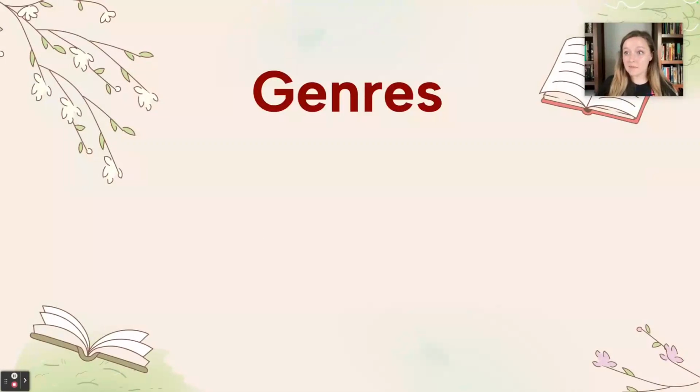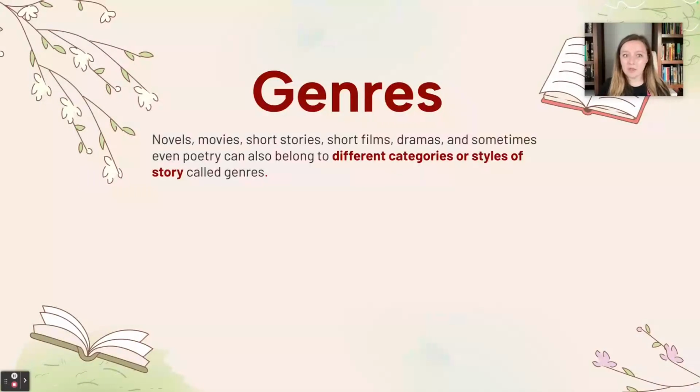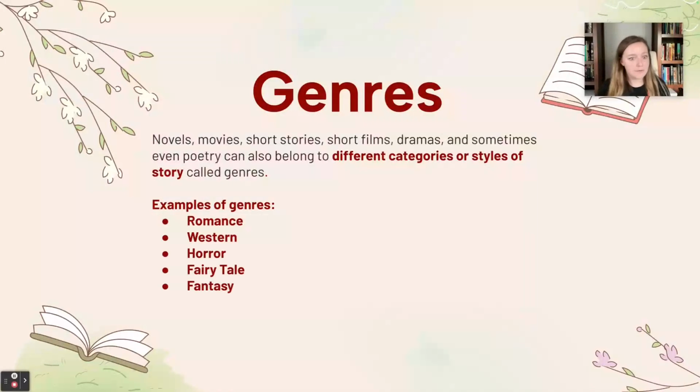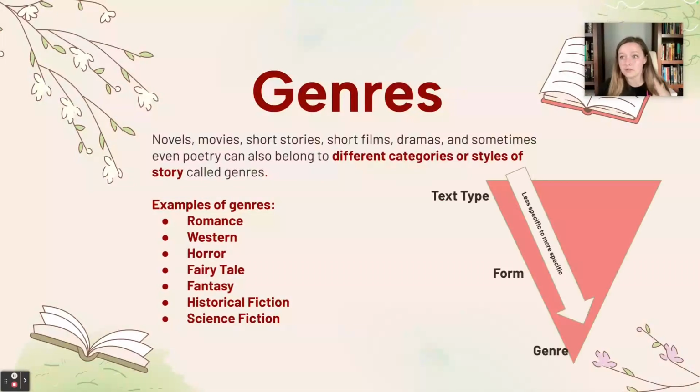So different text types all have their own forms, but then those forms can also have genres. Hopefully this is familiar to you, but if it's not, stay with me. So you might read a novel, which is a literary text, but it could be a romance novel, or a Western, or a horror novel, or a fairy tale novel, or a fantasy, or historical fiction, or science fiction, or 1,000 other different genres.